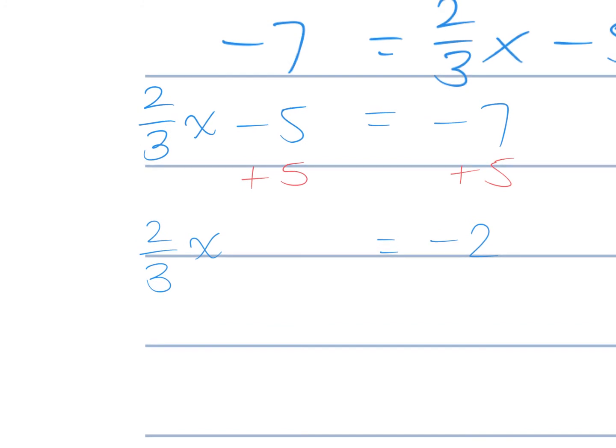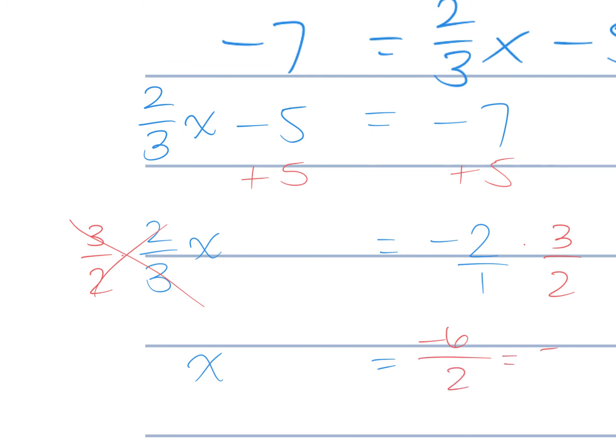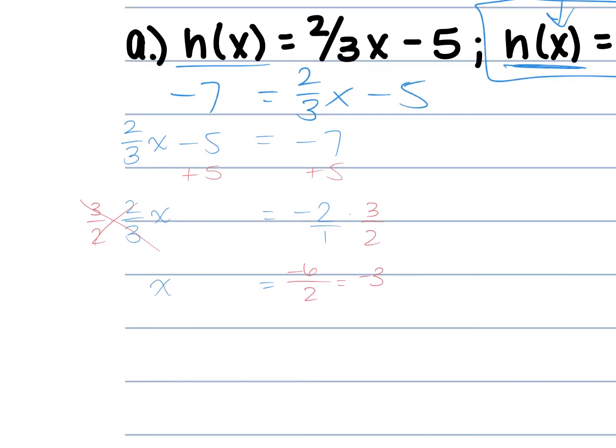Last but not least, you multiply by the reciprocal to get rid of this fraction. If I multiply by 3/2, I'm going to get 6/6, which is just 1. These are going to cancel. It's just going to be x equals, and I have to multiply this side by 3/2 as well. Remember, this -2 is technically -2/1. -2 times 3 gives me -6, and 1 times 2 gives me 2. Now I have -6/2, which is -3. So x is going to be equal to -3.